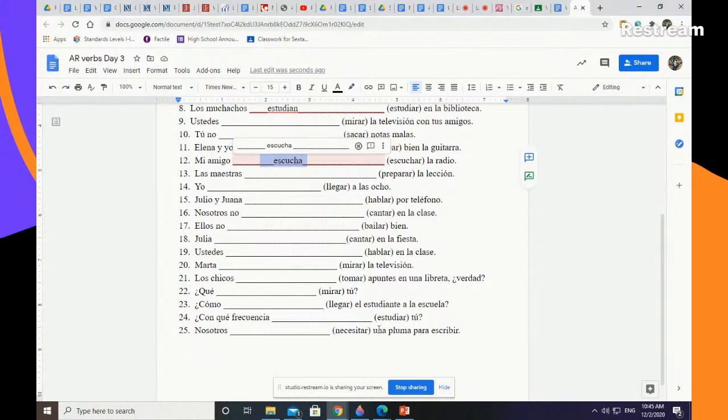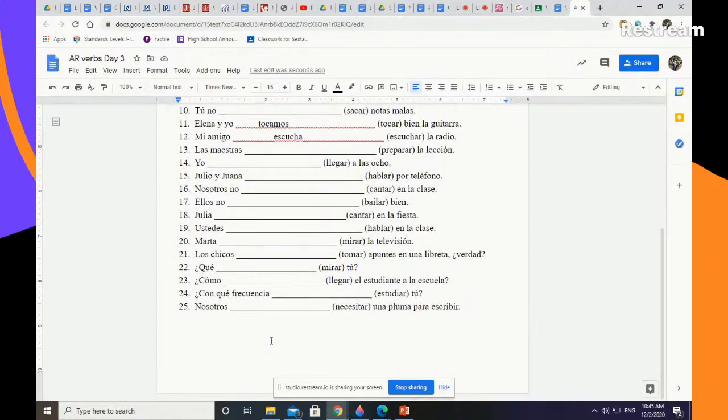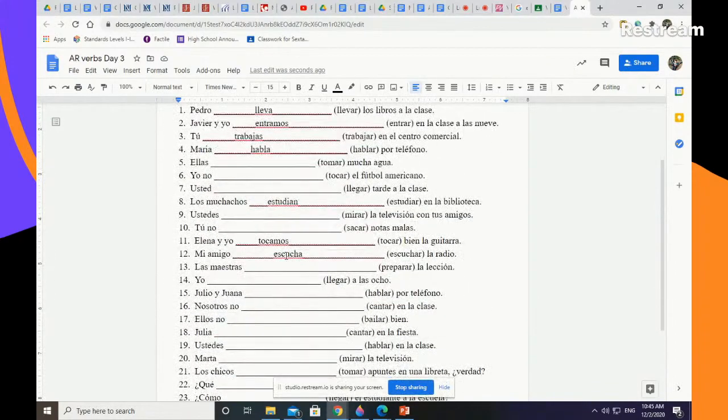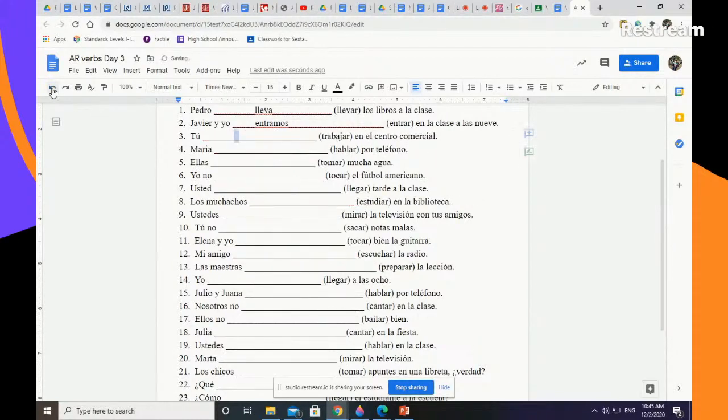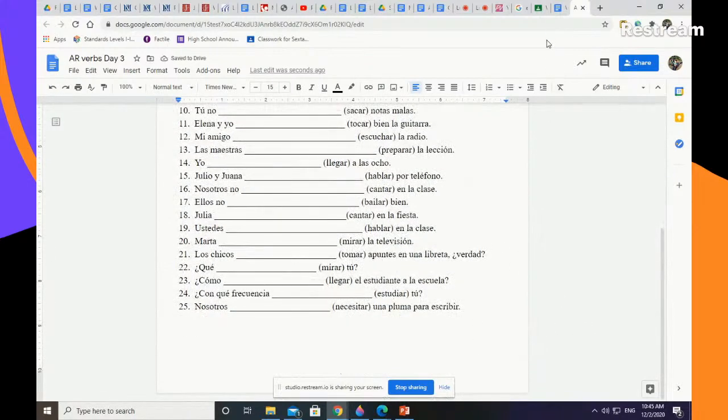¿Con qué frecuencia estudiar tú? Well, there's our answer. There's two. So we're going to use the tú form. Nosotros, well, that should be obvious. Okay? So pretty much we've done this whole thing for you at this point. Muy bien. Okay, so that is essentially what we're doing on day 3 of our study of AR verbs. El día 3 de nuestro estudio de los verbos a ir.